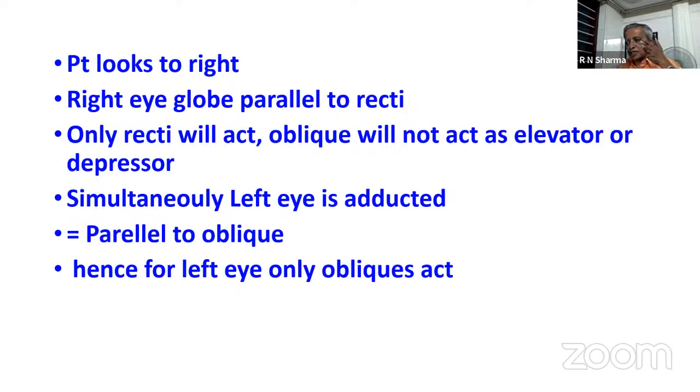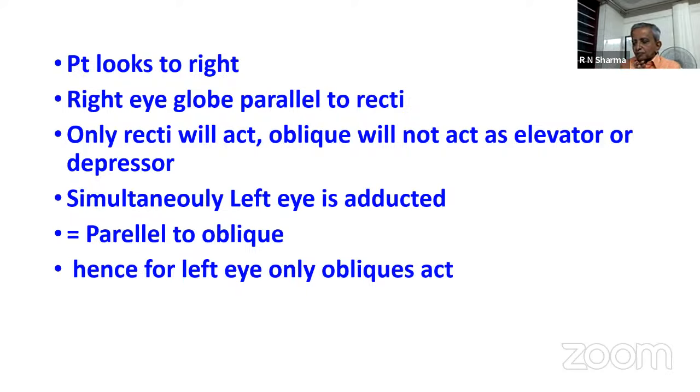Now simultaneously, the left eye is adducted. So you cannot abduct the right eye without adducting the left eye. Now, when you are abducting the right eye, the left eye gets adducted. Therefore, it becomes parallel to the oblique.